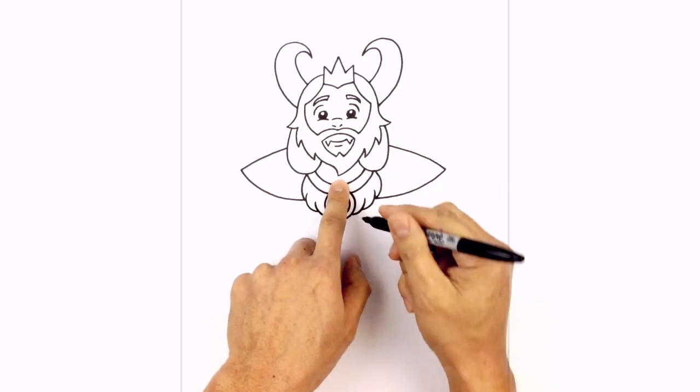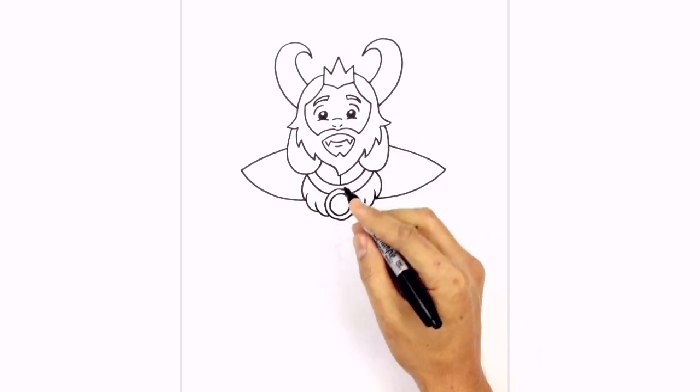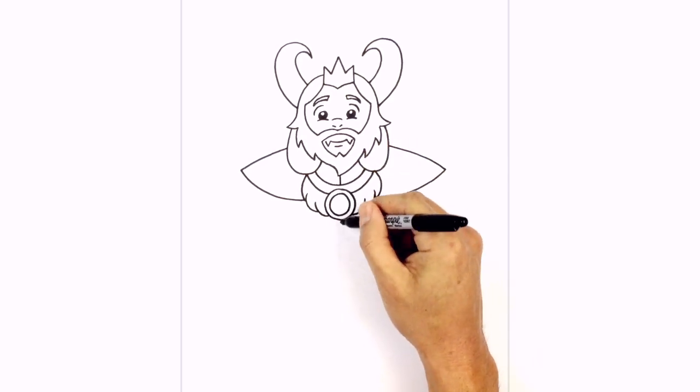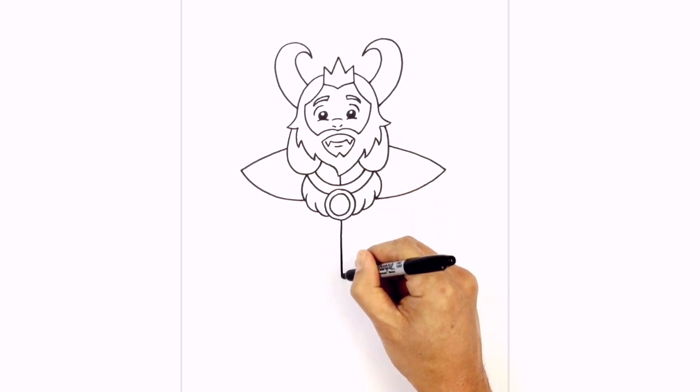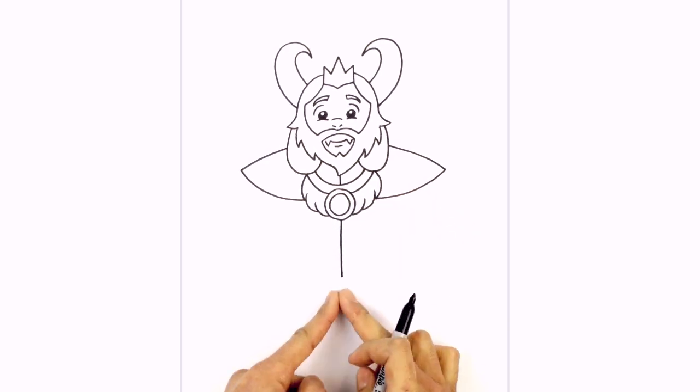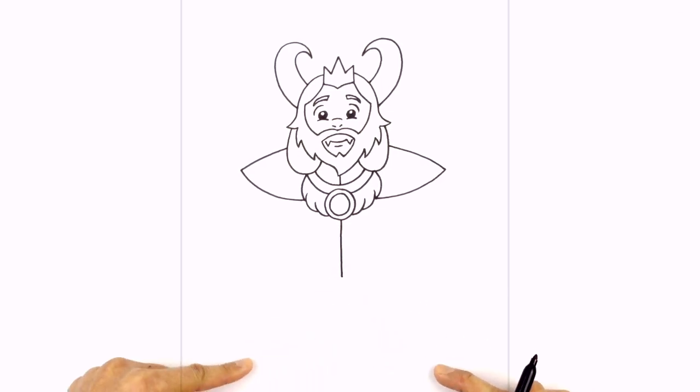Right underneath the beard here in the center, we're going to draw a straight line that comes down to this curve. We're going to continue that straight line down the center of the body, pull that down to right about there. Now from this point, we want to flare out the bottom of the cape going outwards on both sides.